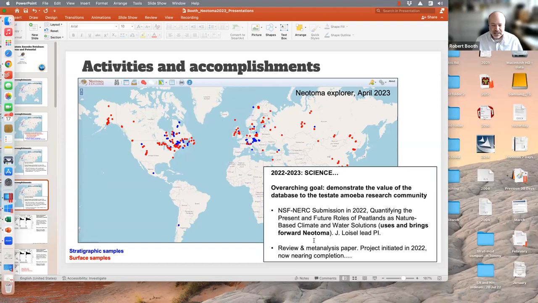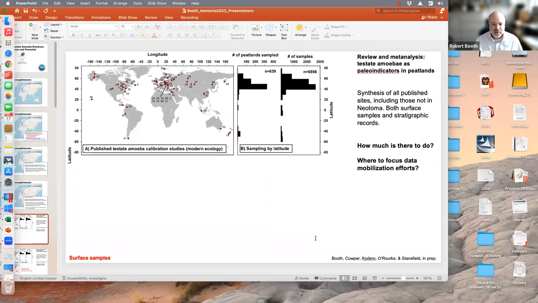And then probably our biggest activity over the past year has been the development of a review and meta-analysis and synthesis paper. We are nearing completion on this. So I thought I'd share just some of what we've been putting together.